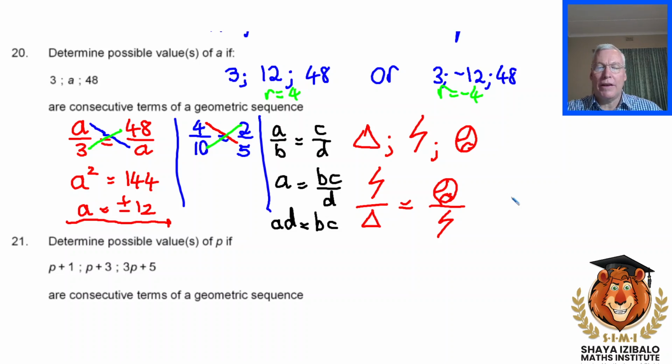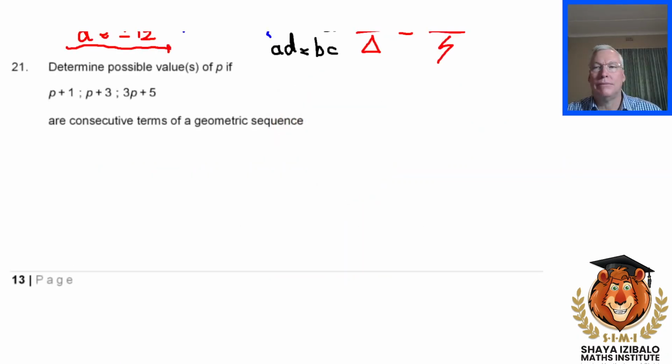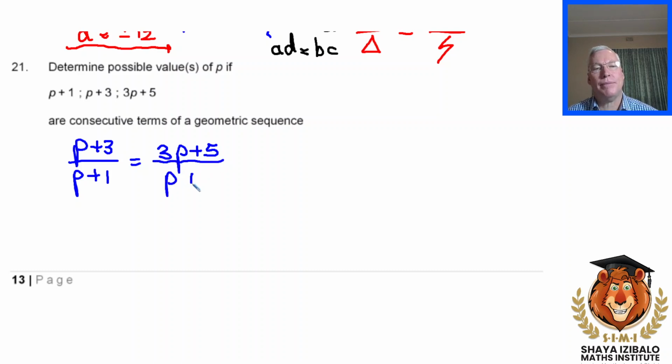We want you to try the next one, which is very similar. Have a go at it. So exactly the same idea. We've got P plus 3 divided by P plus 1. And that must be exactly the same as 3P plus 5 divided by P plus 3.